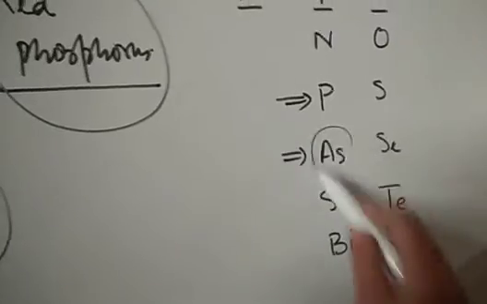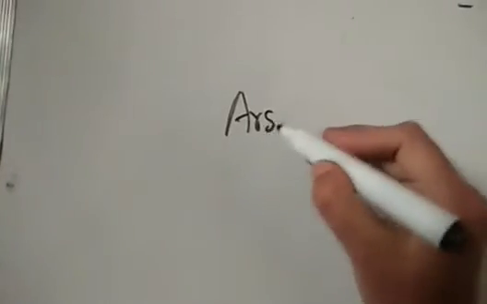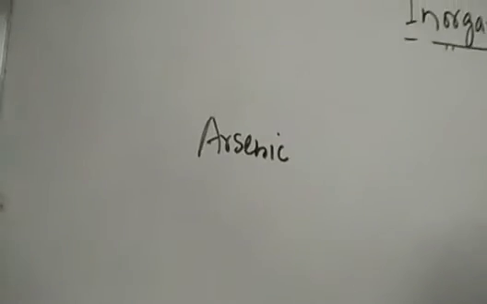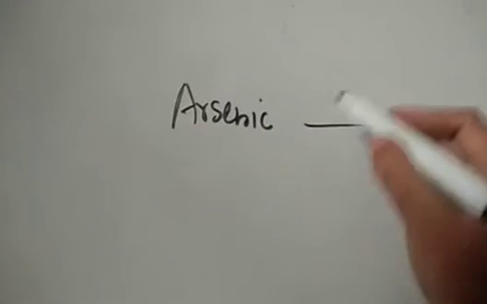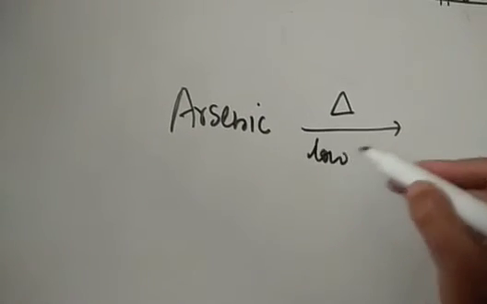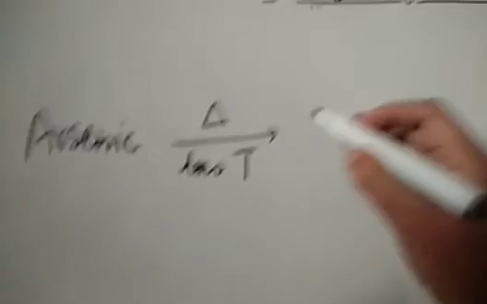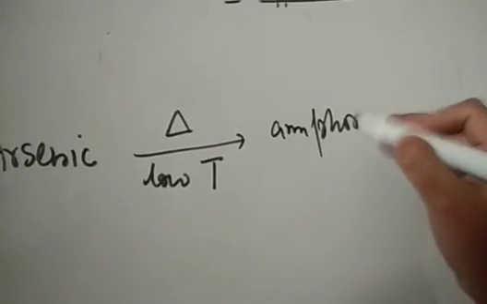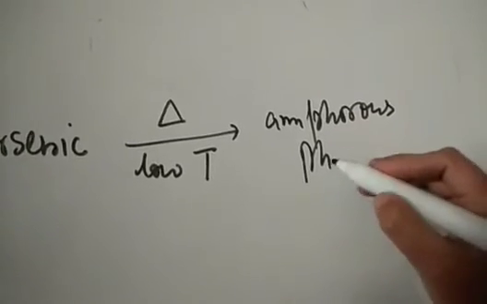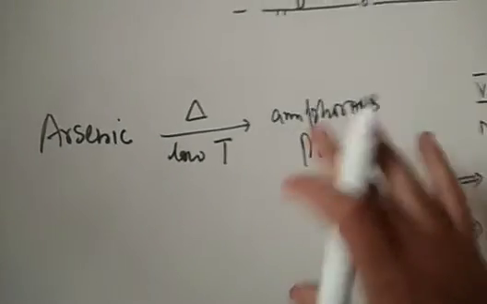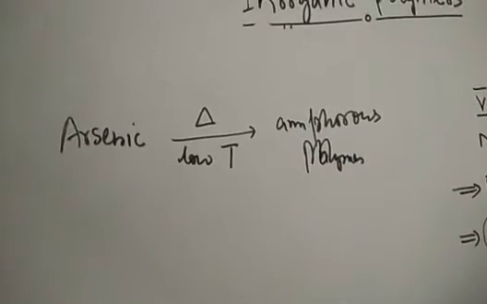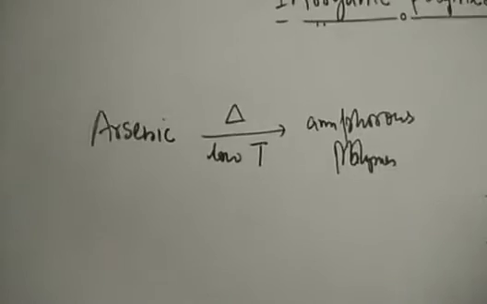Now let's take the example of arsenic. Inorganic polymer from arsenic. Now in arsenic, if we heat this arsenic, As, at low temperatures, under 100, what will you get? You will get an amorphous polymer. Amorphous, you know, means there is no ordered arrangement of the polymer chains. There is no definite arrangement.